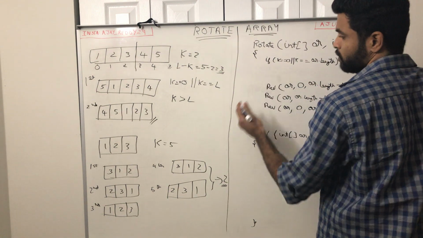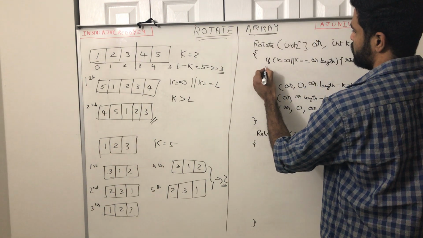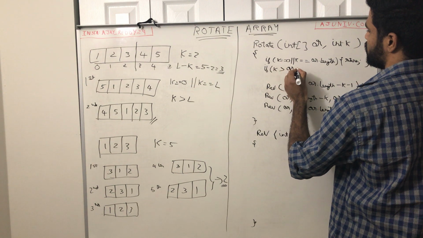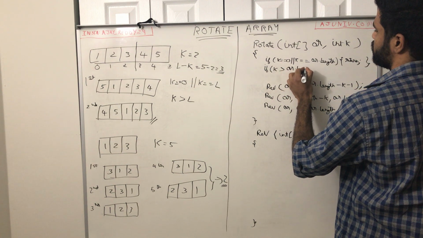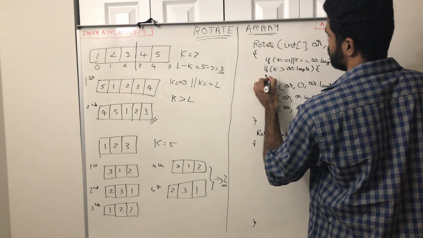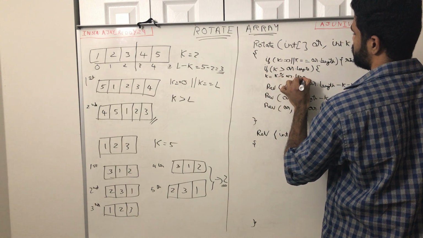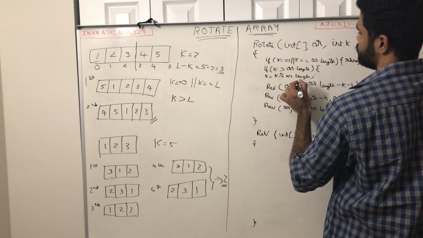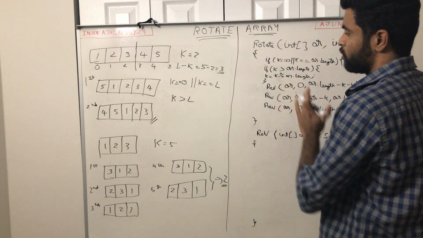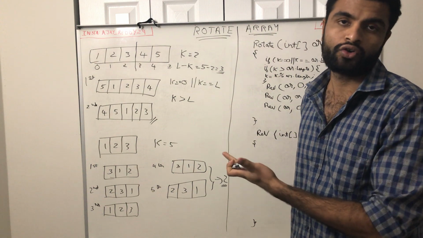Let me show you that. This occurs only when k is greater than length of array. So let me write, if k is greater than array dot length, then k equal to k mod array dot length. Okay, and also if k is greater than array dot length, then I may get index out of bound error.